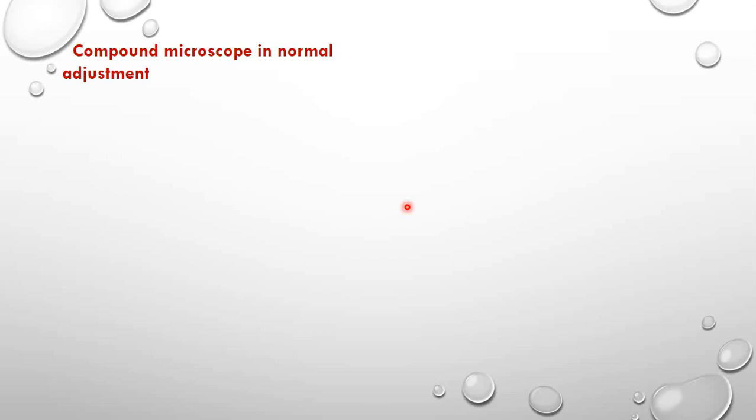A compound microscope consists of two converging lenses of short focal length. And this enables a high angular magnification to be obtained. If the focal lengths are short, then we are going to have a higher angular magnification.